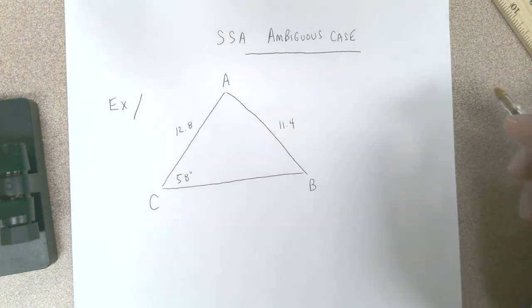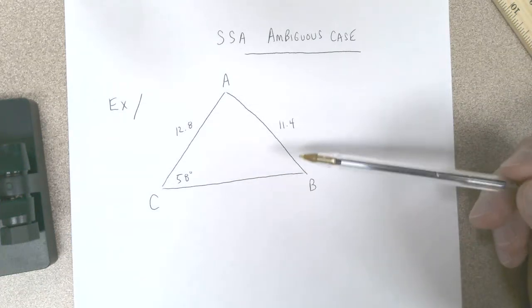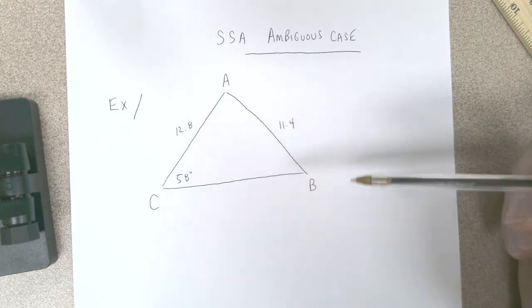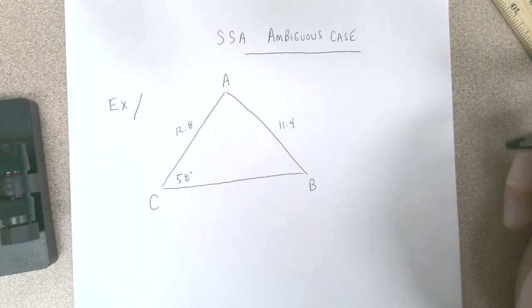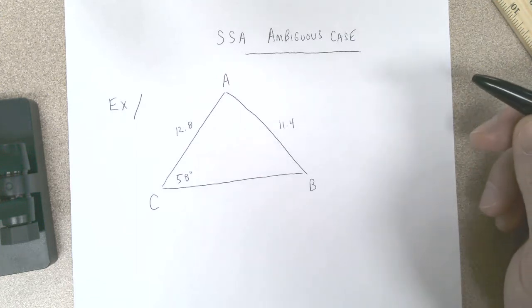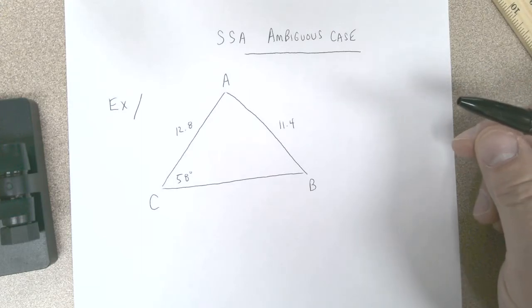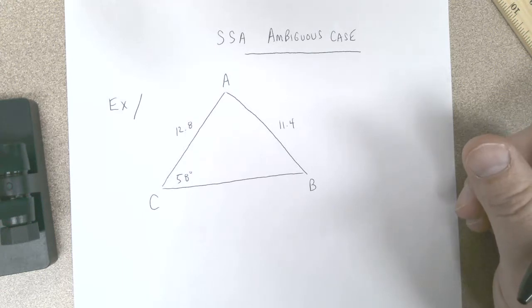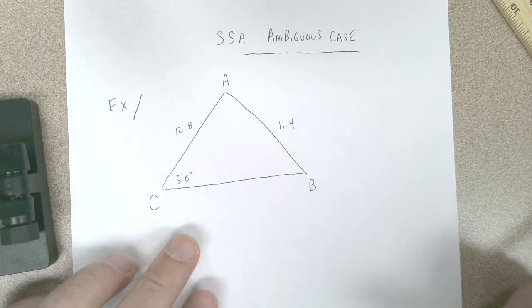Okay, so today we're going to discuss solving an oblique triangle where it's side-side-angle. Notice here we have side-side-angle, and we call this the ambiguous case because there are certain occasions where, given the information, it's possible for us to have more than one triangle.